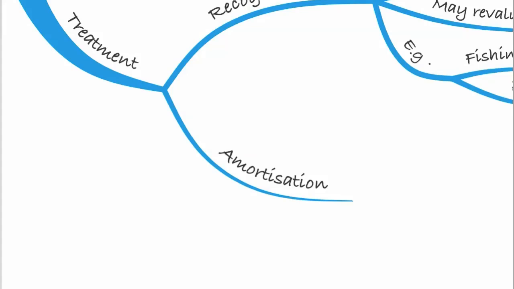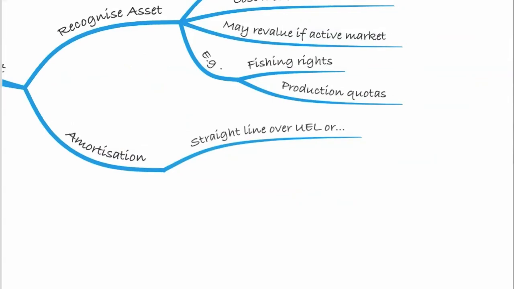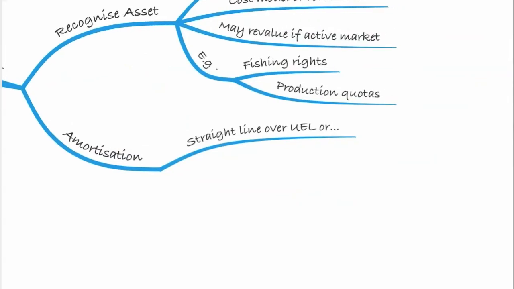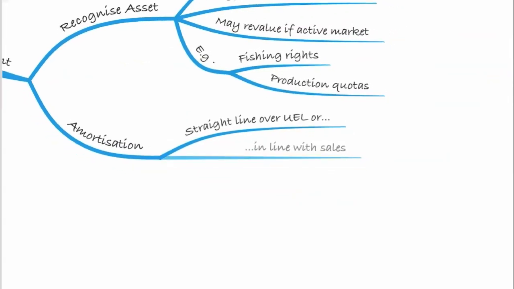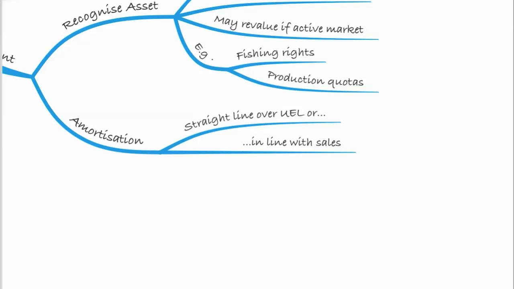So remember I said to just think of this as depreciation on an intangible asset. So we write it off straight line over the useful economic life or in line with sales. If we do it in line with sales, that means we'll need to estimate what our total sales will be of the product using that particular intangible asset, and then write it off in line with sales. And we'll look at an example of doing that shortly.